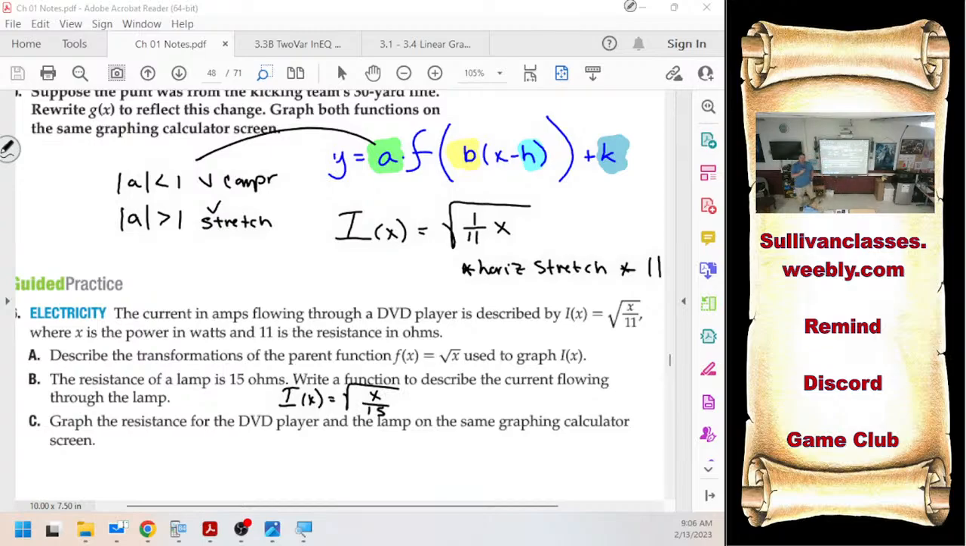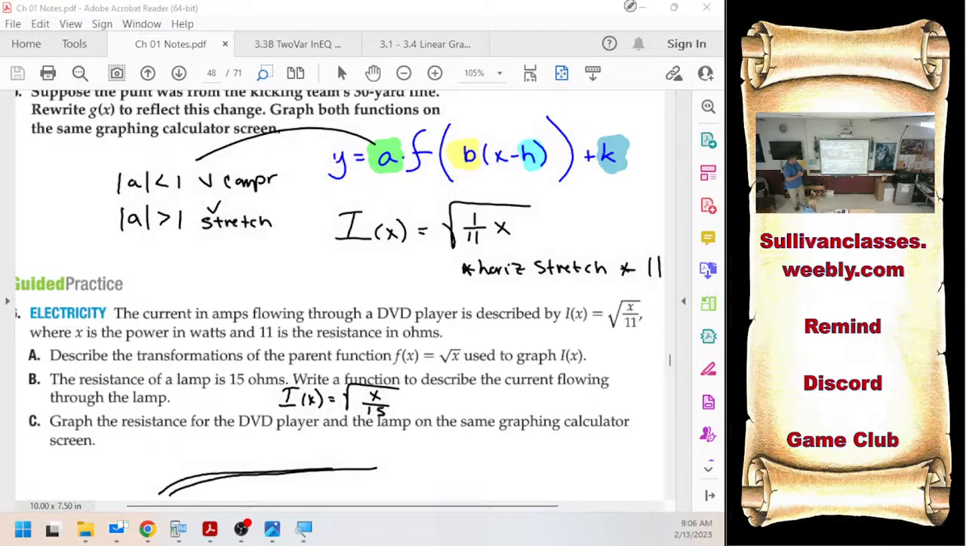So tell me, does that make my goal go further away or come closer compared to the other graph? Right? Because now I have a horizontal stretch by 15 instead of a horizontal stretch by 11. It says to graph them both on the same screen just so you can see them. It just means you're going to have one looks like this and the other looks like this. It's just stretched a little bit more, and that's it.